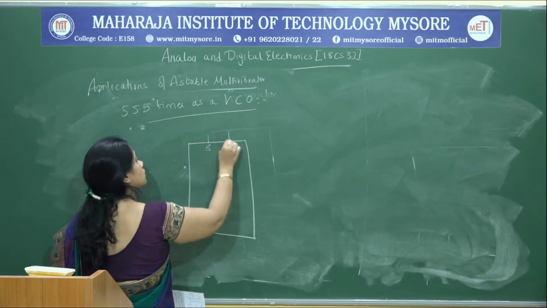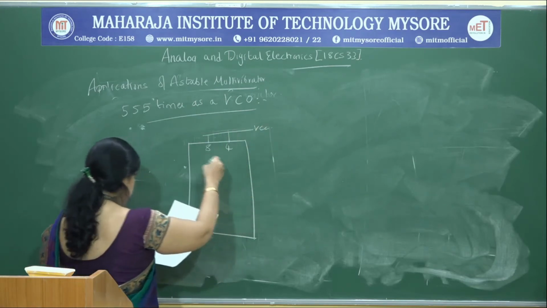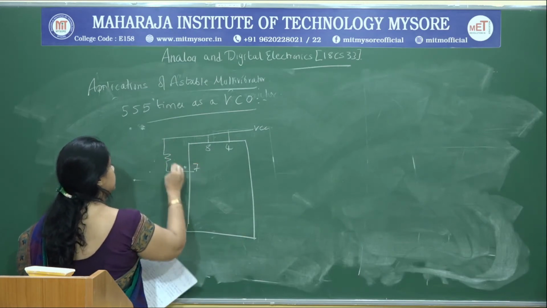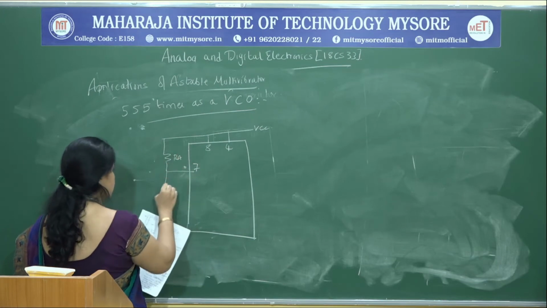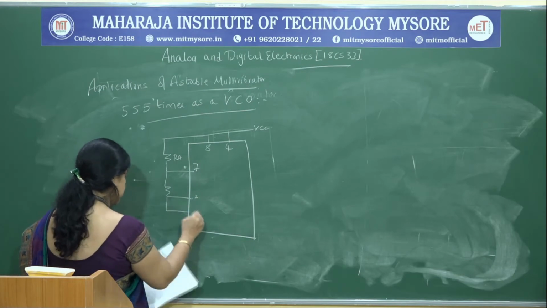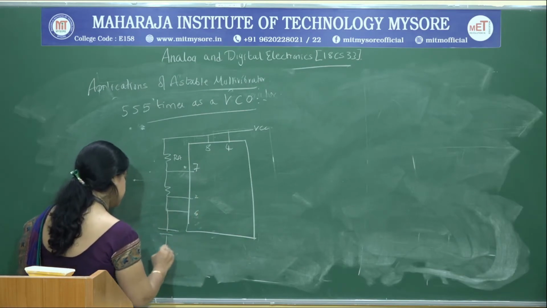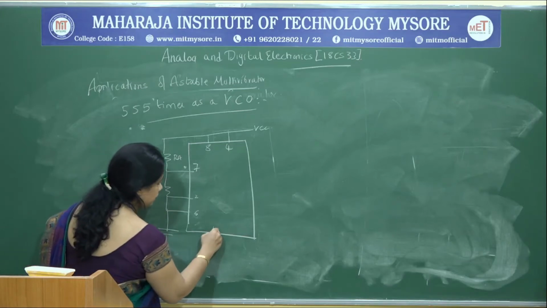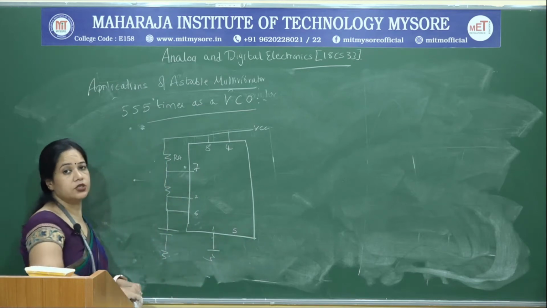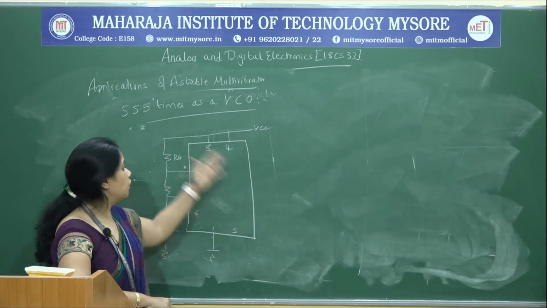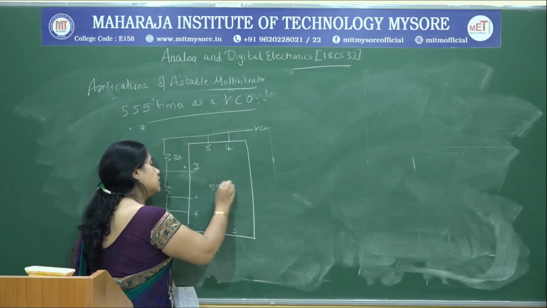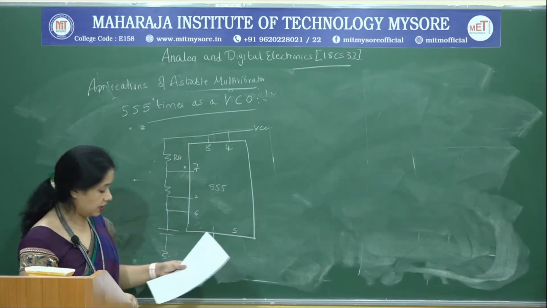So, we have pins 8 and 4 connected to VCC, and between 7 and 8 we have RA, RB, we have pin 6, this is your capacitor, and if you can recall the pin configuration, pin number 5 is the control voltage. This is used to control the power supply voltage to your 555 timer. Usually we keep it grounded, we connect it to ground through a capacitor.